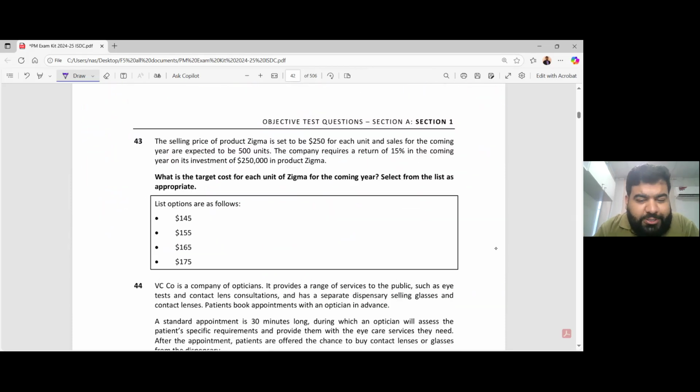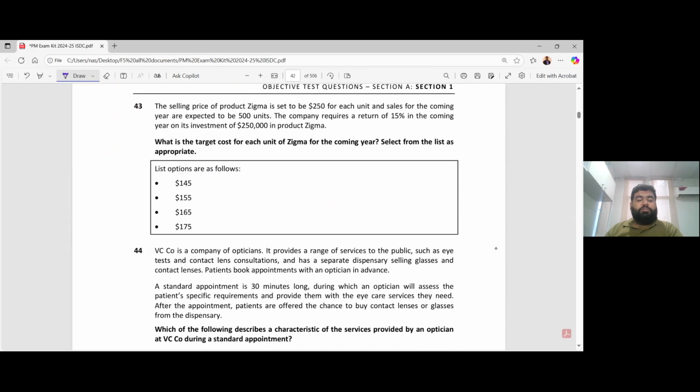Okay, let's continue to the next question, 43. The selling price of product Sigma is set to be $250 for each unit, and sales for the coming year are expected to be 500 units. The company requires a return of 15% in the coming year on its investment of 250,000.